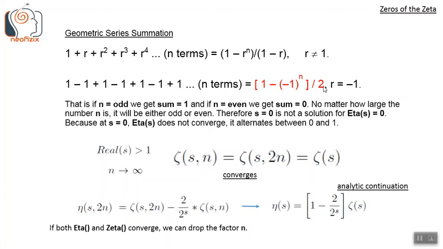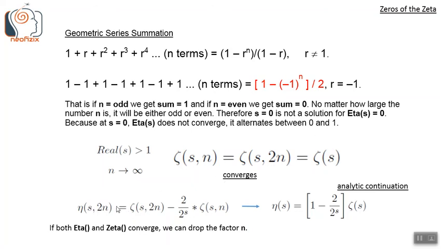Sorry, at s equals 0. And when the real part of s is greater than 1 and there are a lot of terms, n tending to infinity, then the zeta series also converges. Basically, we can drop n here because zeta of s comma n has the same value as zeta of s comma 2n, and so we'll drop it.